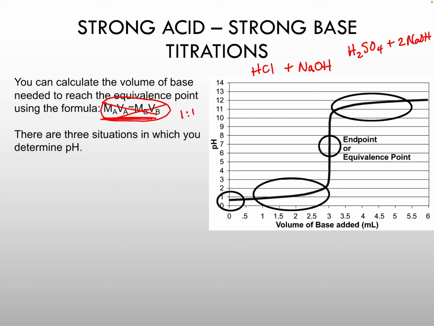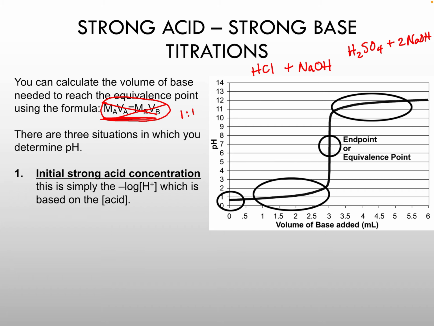Okay, so now let's go through and talk about where we might figure out the pH. So initially, right, so at the very, very beginning, we haven't added any base. So we would just use our molarity of our acid to figure out the initial pH, because all this is right now is a strong acid problem. So we would take our concentration of our strong acid, which dissociates completely, so we can use that as our hydronium ion concentration, and then we can take the negative log of that value to get the pH.